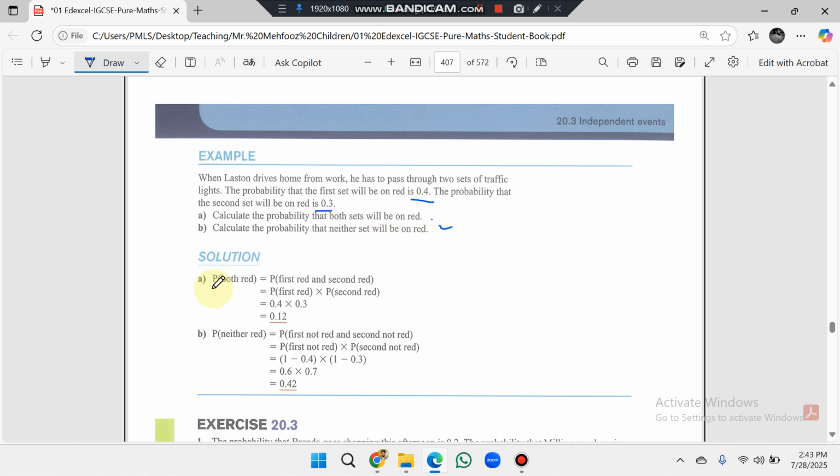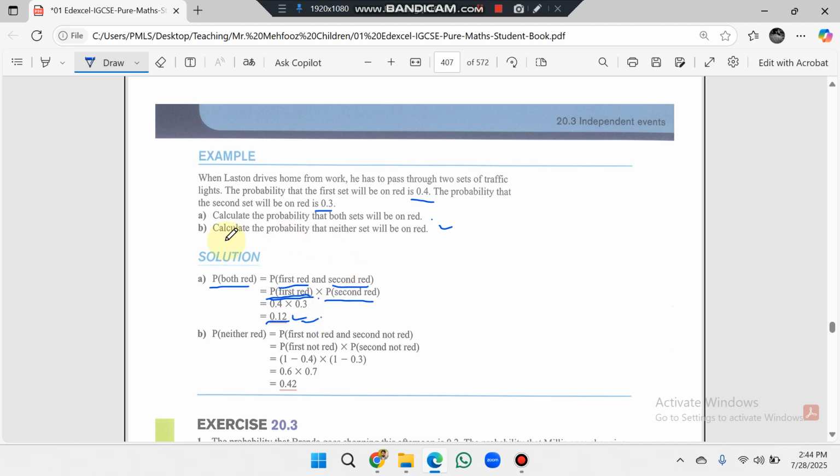First of all, we have to find the probability of both red, that is probability of first red and second red. What is the probability of first red? That is 0.4. Using the previous formula, the probability of first red and second red equals probability of first red multiplied by probability of second red. The probability of first red is 0.4 and of second red is 0.3. When we multiply these two probabilities, your answer will be 0.12. So this is basically the probability of both red.